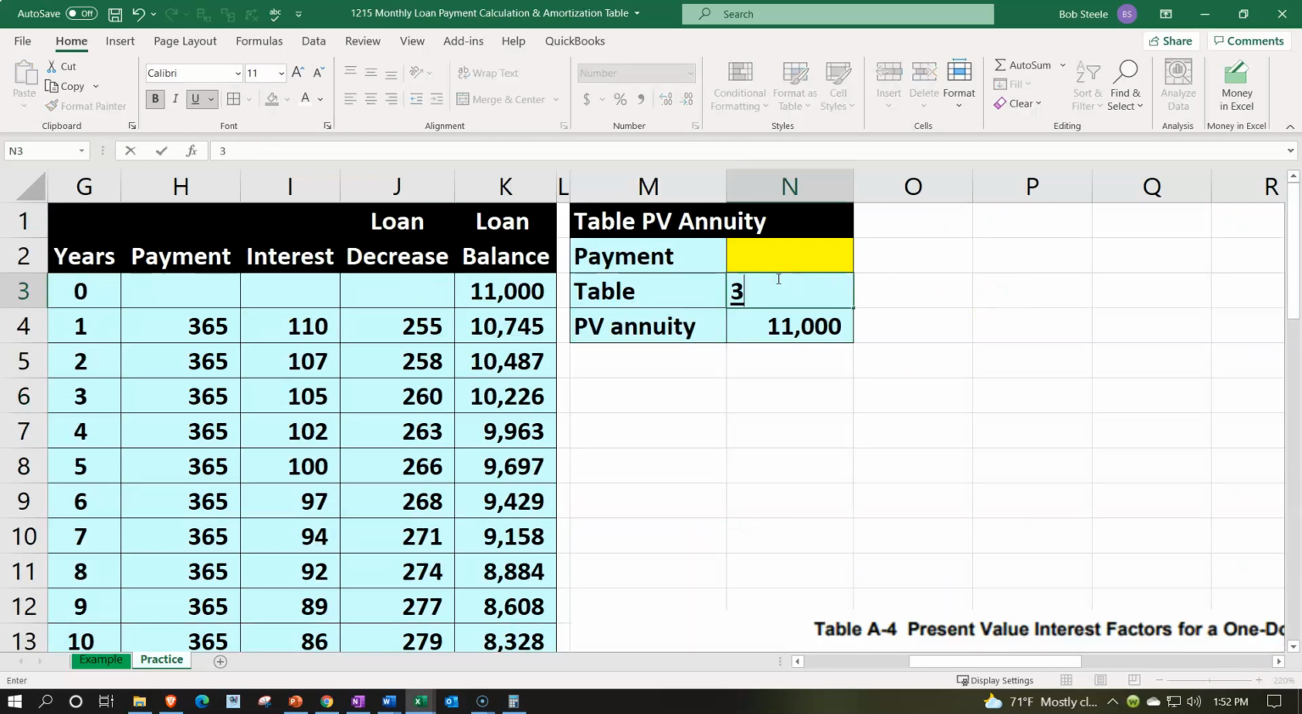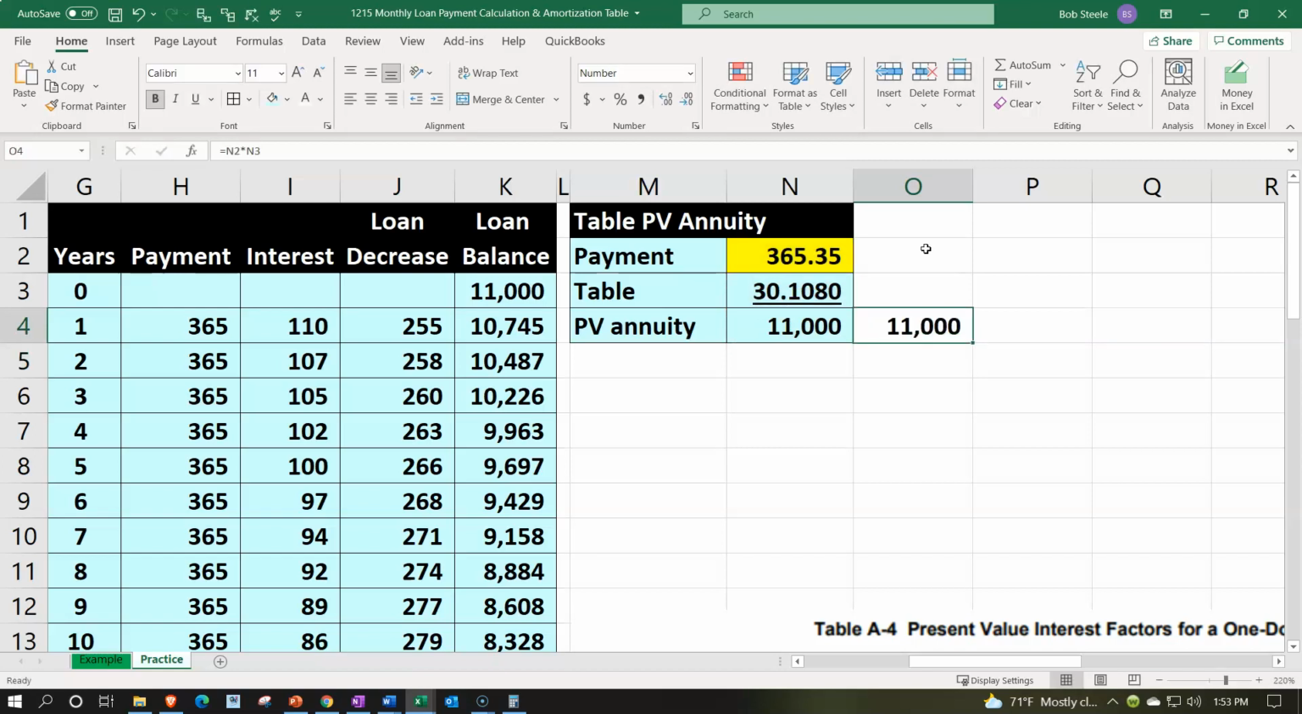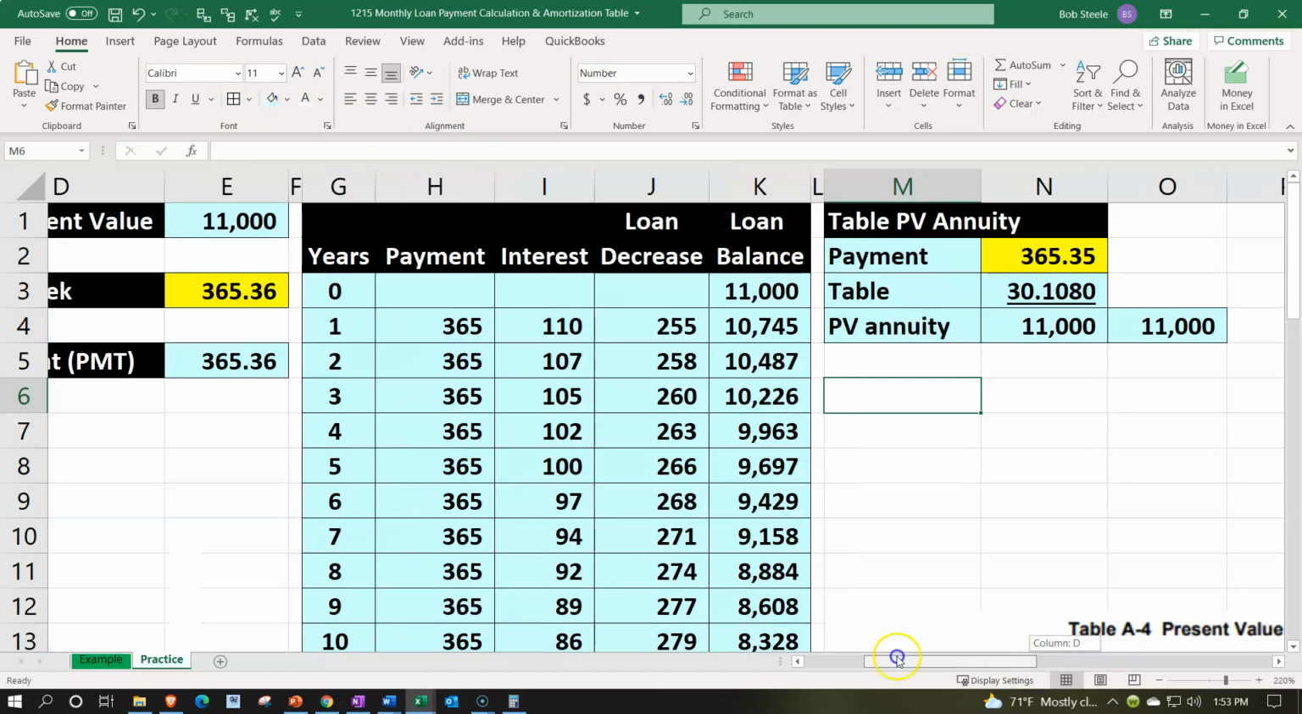30.108. And then we could back into this amount now, because I could say, well, if the yellow number times this is that, then I should be able to say that this is the 11,000 divided by the 30.108, giving us that 365.35. Again, we could double check it down here by recalculating that 365.35 times the 30.108 equals the 11,000. Let's bluify that one just to double check it. So there we have it.